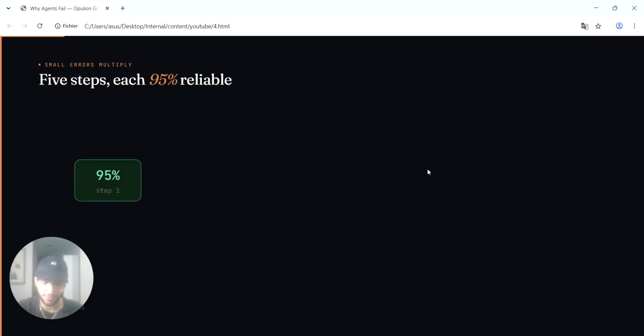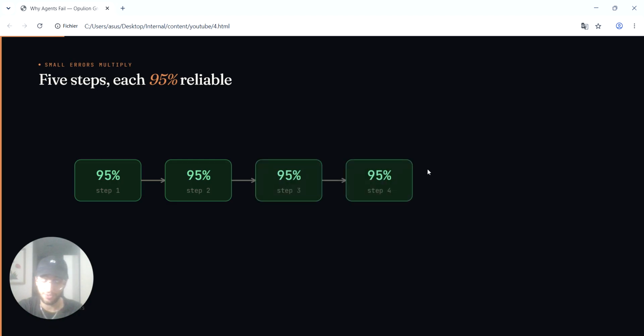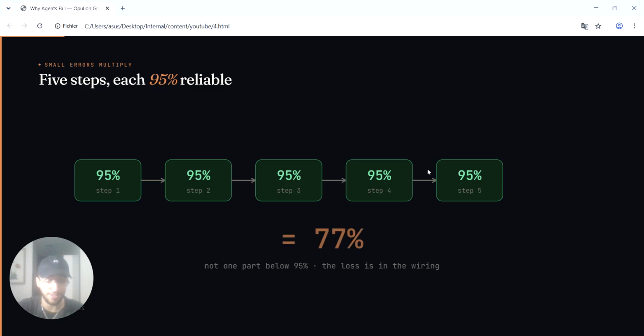So step one is 95%. Step two, still 95%. Three, four, five. Okay, now these are 5 steps, each one 95% reliable. So the whole thing is 95% reliable, right? And that's actually the intuition, what everyone would assume here. But the actual reality for the system is that it would be only like 77% reliable in this case.